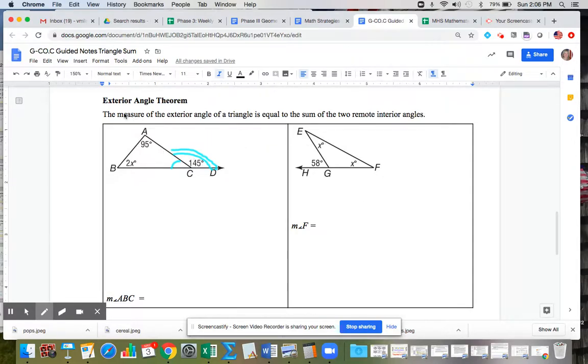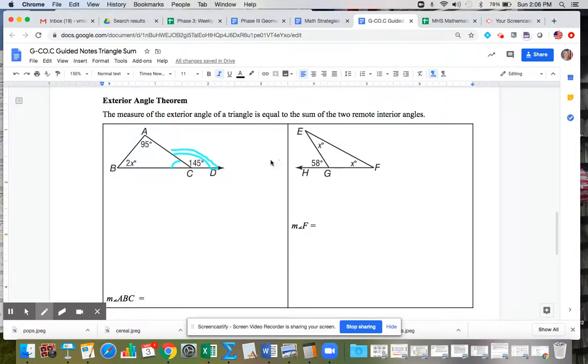Now, I could solve this problem just by believing this exterior angle theorem and applying it, but I'd rather use what I know about the triangle sum theorem, write an equation and solve it, and then figure out what is the measure of angle ABC.